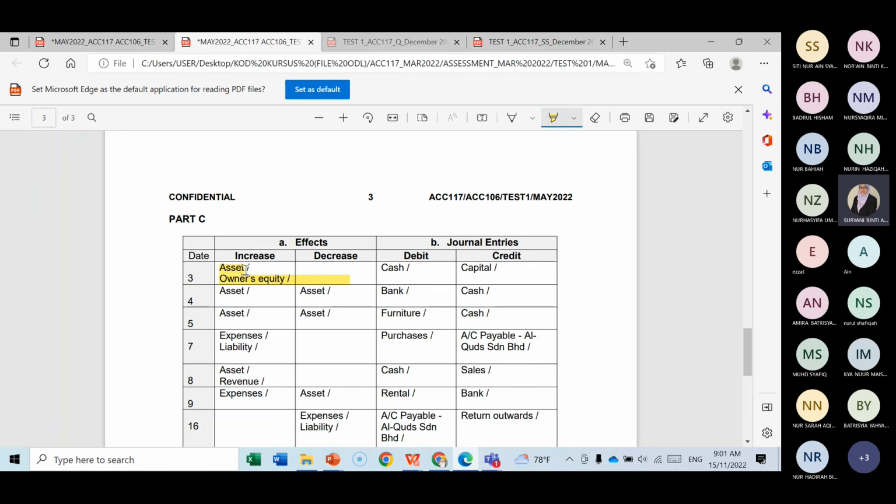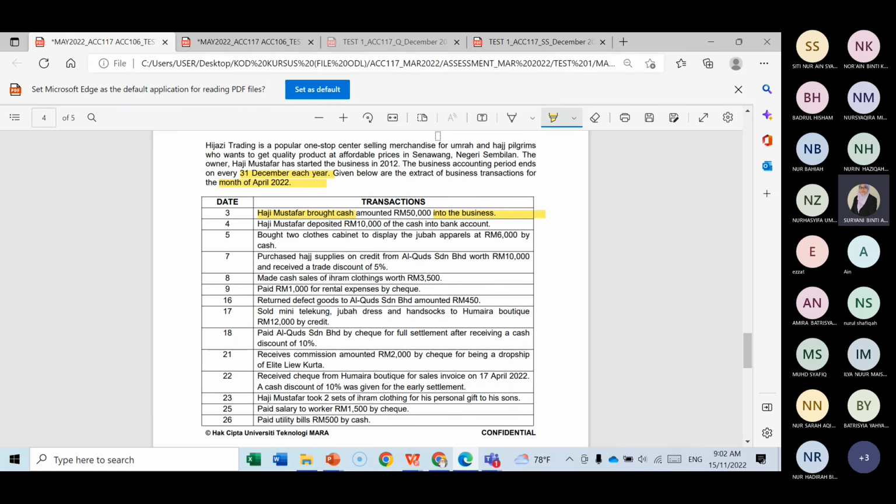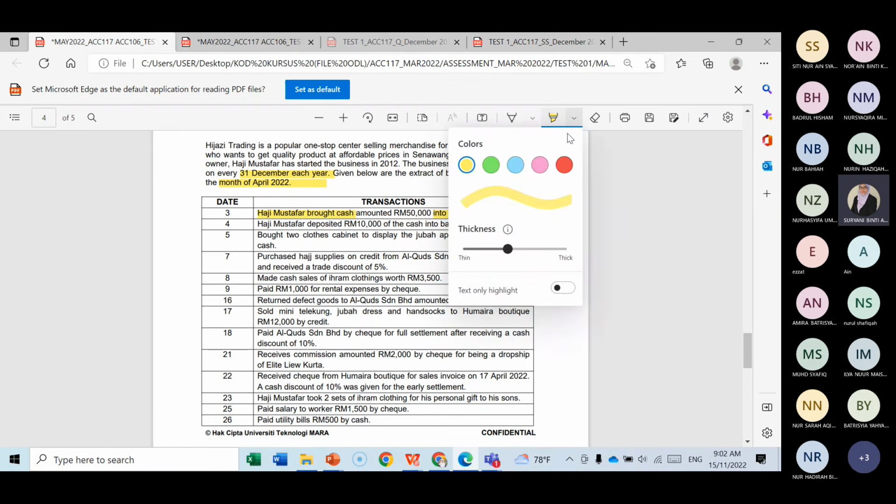Okay, and then at the same time, you have to identify the journal entry. Remember the rules of double entry? The rule says that whenever asset increases, the account is to be debited. So what is the name of the account? Cash account. And the rule states that whenever the owner's equity increases, the account should be credited. So the name of the account will be capital. You put it on the credit side. Is that clear, class? Okay, we move to transaction number 2.